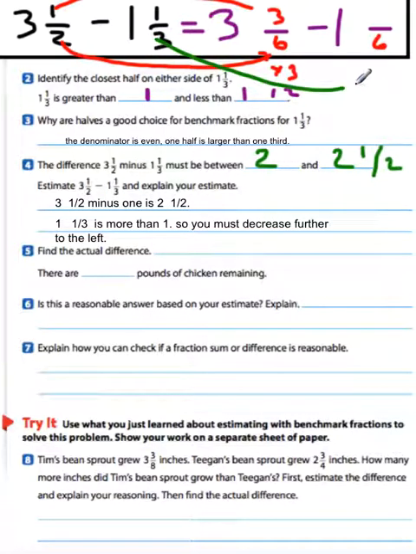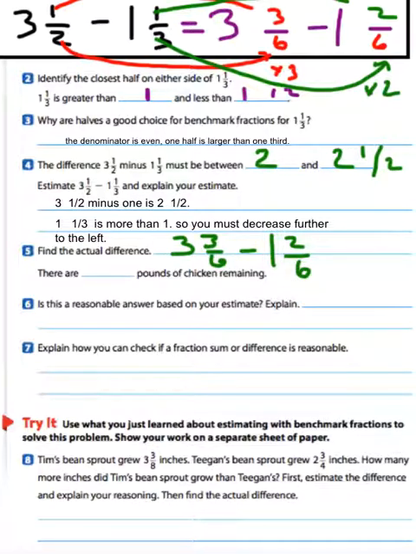to do the same for the second denominator. 3 times 2 is 6. So then 1 times 2 is 2. And now we have 3 and 3/6 minus 1 and 2/6. Let's go ahead and put that here. 3 and 3/6 minus 1 and 2/6.